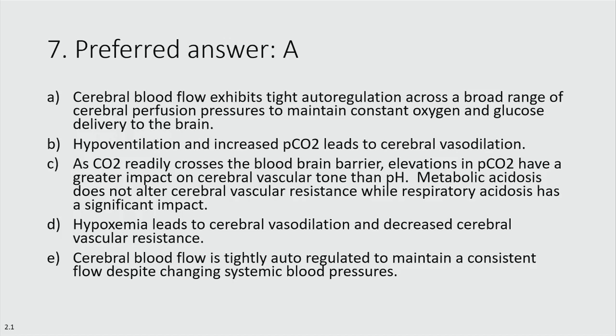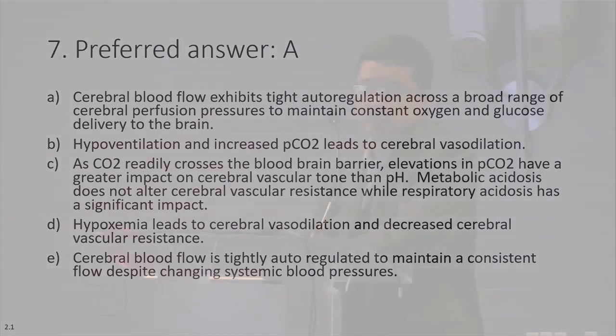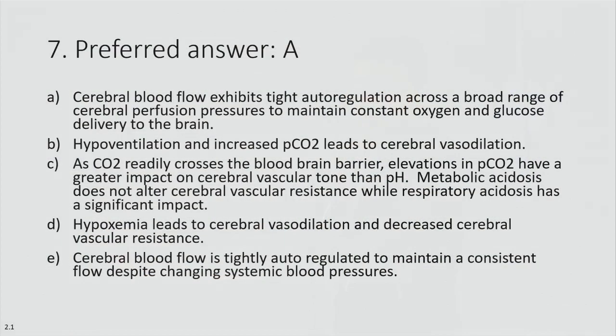And option E, cerebral blood flow is actually tightly autoregulated. But there's a point at which this property of autoregulation is lost. Usually when there is profound hypotension, you get a parallel relationship between the blood pressure and cerebral blood flow, which is option E.